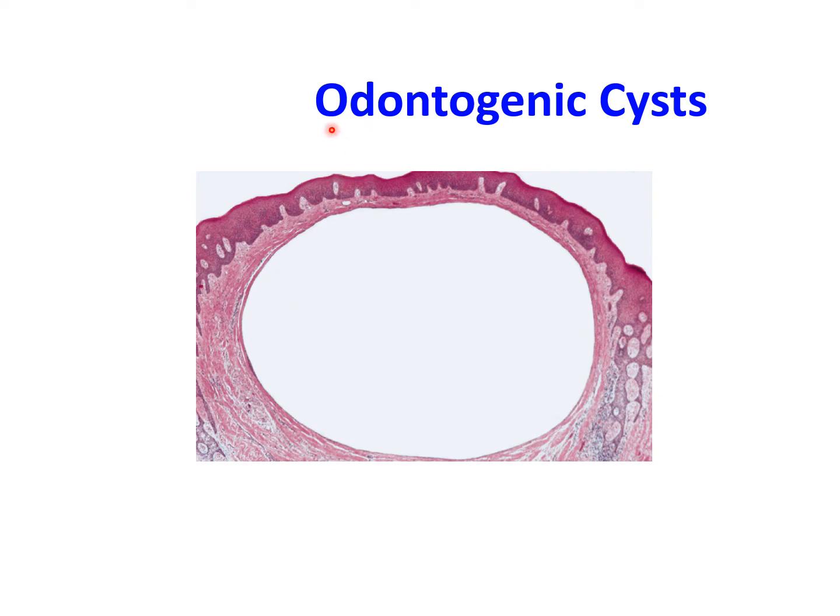Hello, in this session we shall discuss odontogenic cysts and we shall be looking at the classification of jaw cysts, the origin and pathogenesis of jaw cysts, general signs and symptoms, diagnosis, and then we shall discuss some of the more common odontogenic cysts in detail, including radicular cyst, dentigerous cyst, and odontogenic keratocyst.